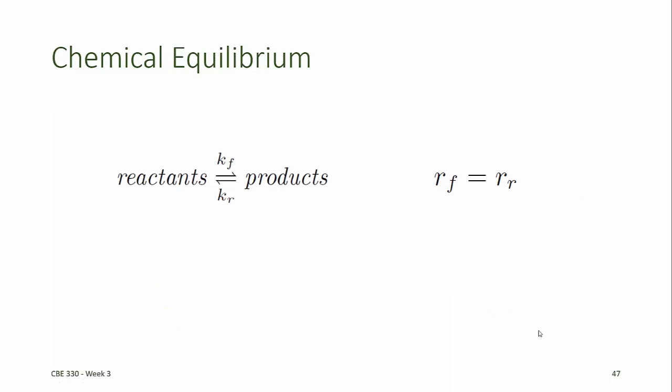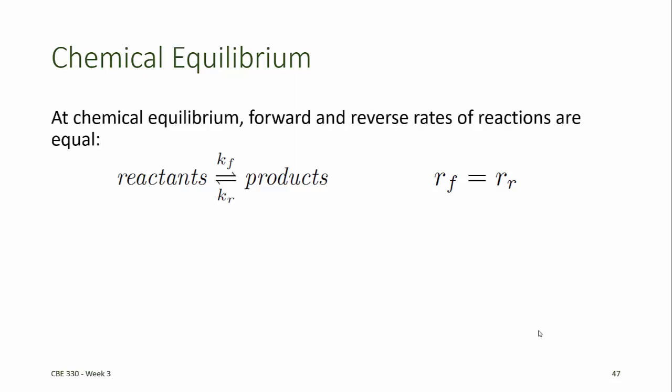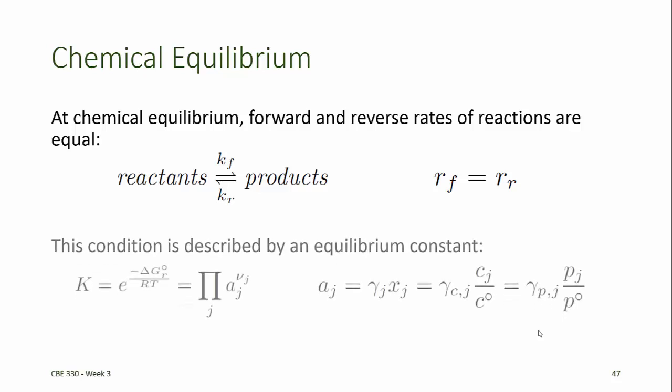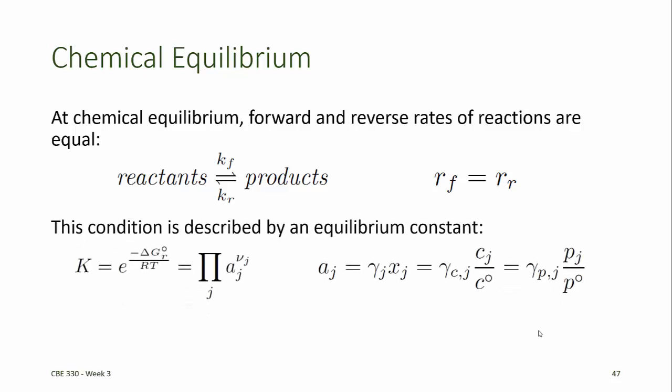Chemical equilibrium occurs when the rates of forward and reverse reactions are equal. If the rate of the forward reaction is equal to the rate of the reverse reaction, there is no net change in the composition due to this chemical reaction. This condition is described by an equilibrium constant for the chemical reaction. The equilibrium constant is formally a dimensionless number that can be computed as the exponential of minus the standard state Gibbs free energy of the reaction divided by RT.